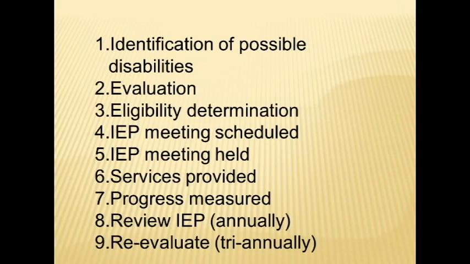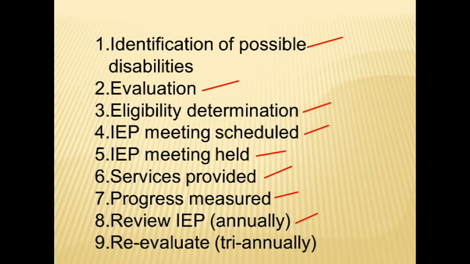To sum up, there is the identification of possible disabilities, then comes an evaluation. Once there's evaluation, there's a determination of whether your child's eligible for special education services. Then, if they are determined to be eligible, there's an IEP meeting scheduled. Then an IEP meeting is held and a plan developed, and services are provided in accordance with the plan. The services are measured throughout the year.